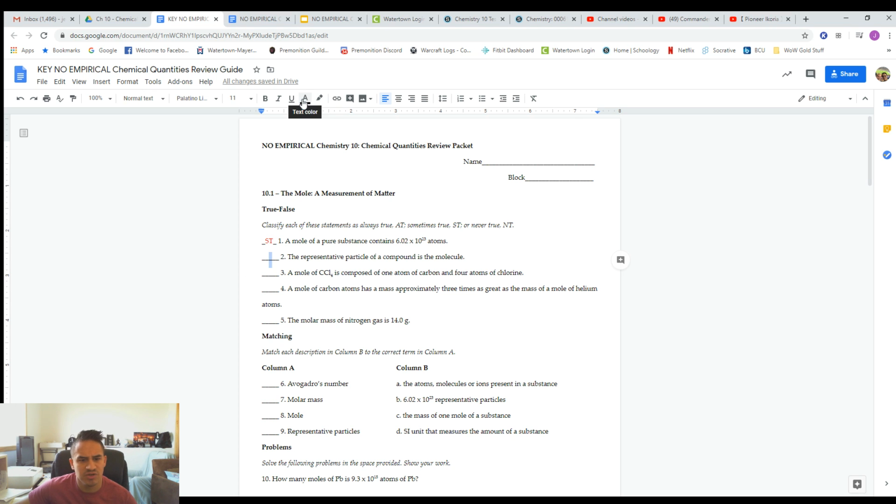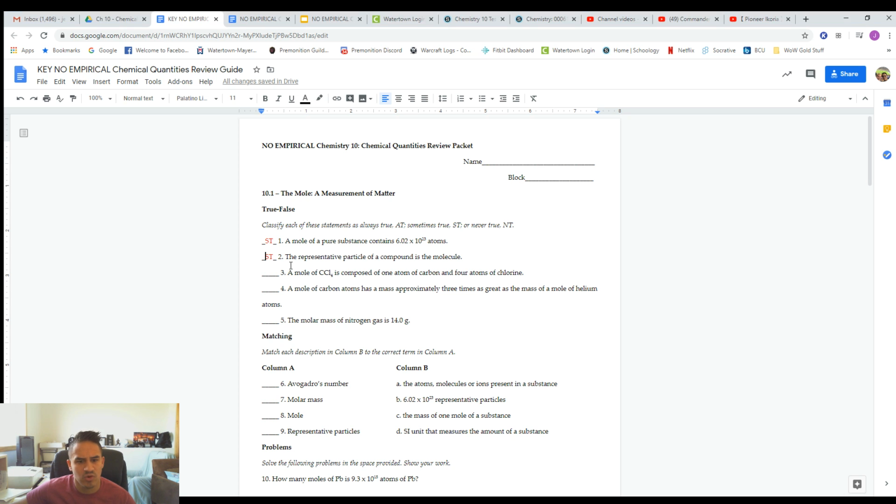So number 2, the representative particle of a compound is the molecule. That also is sometimes true. If the compound is a molecular compound, then yes, that would be true. But if it is an ionic compound, then no, that would not be true. It would be a formula unit.